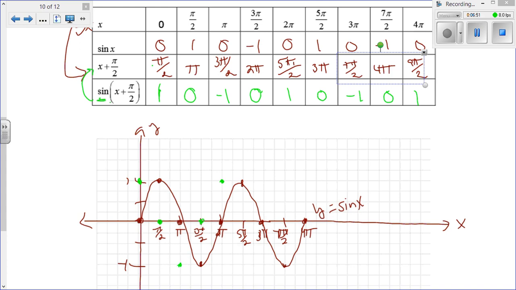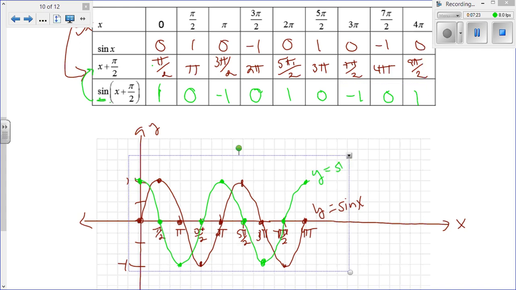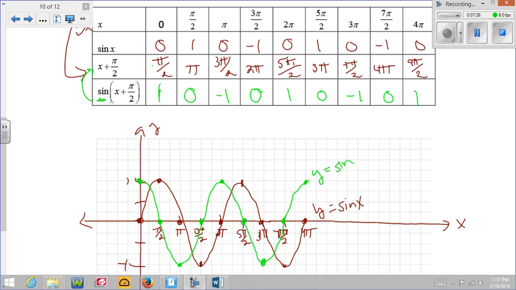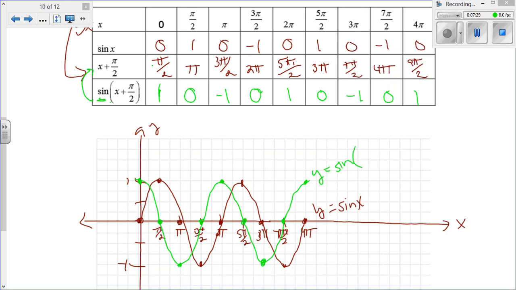At 5 pi over 2, my answer is 0. At 3 pi, my answer is -1. At 7 pi over 2, my answer is 0. And at 4 pi, my answer is 1. And then I draw my curve, and this is y equals sine of x plus pi over 2 in the green.